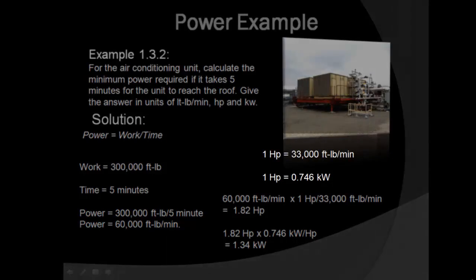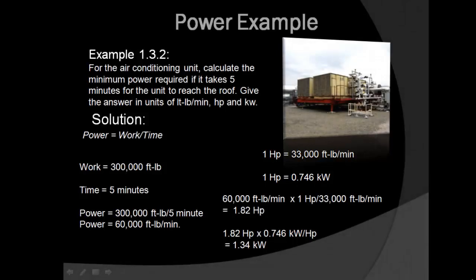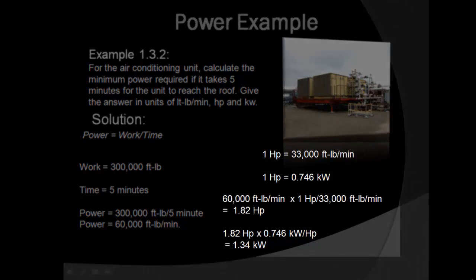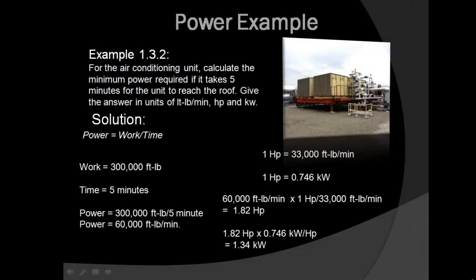A couple of useful conversion factors are 1 horsepower is equal to 33,000 foot-pound per minute, and 1 horsepower is equivalent to 0.746 kW. We can convert this using unit analysis. 60,000 foot-pound per minute times the conversion factor of 1 horsepower per 33,000 foot-pound per minute gives us 1.82 horsepower. And we can convert 1.82 horsepower by multiplying 0.746 kW per horsepower gives us 1.34 kW.